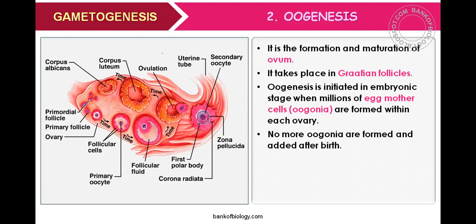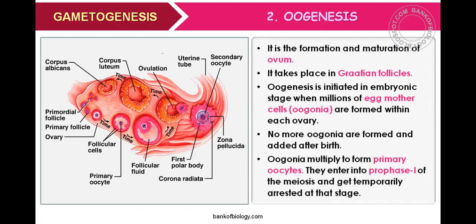Oogenesis is initiated in embryonic stages when 1 or 2 millions, as given in NCERT, egg mother cells are formed within each ovary, but no more oogonia are formed and added after birth. That is a very, very important thing you have to remember. Then oogonia multiply to form primary oocytes. They enter into prophase 1 of meiosis and get temporarily arrested at that stage.